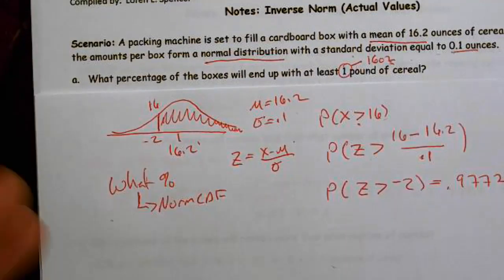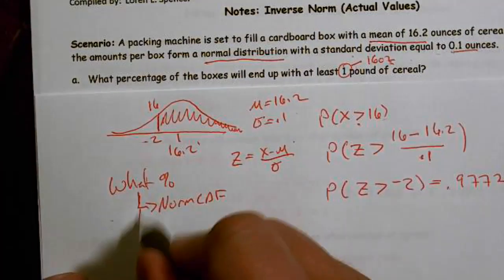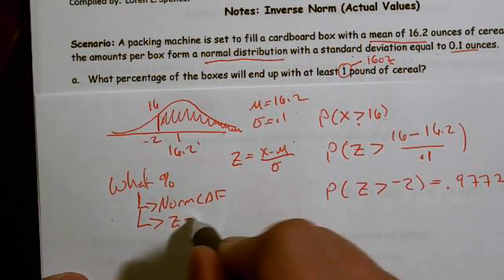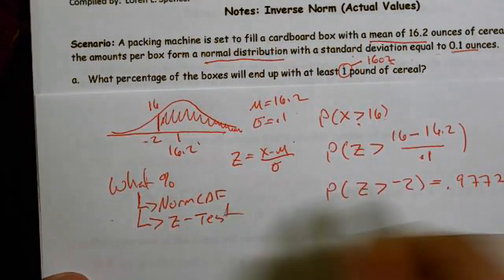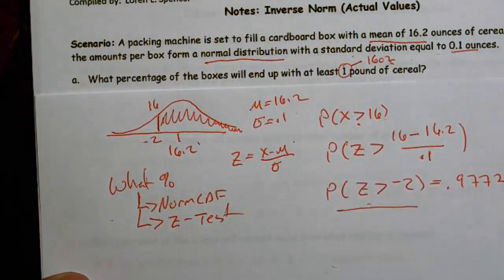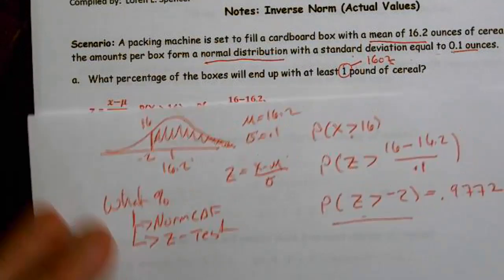So you could have done it with the z-test or the normal CDF. The thing is, you have to give that z-score. You've got to give the z-score. They're very picky about that. You don't want to lose half credit for not having the z-score. All right.